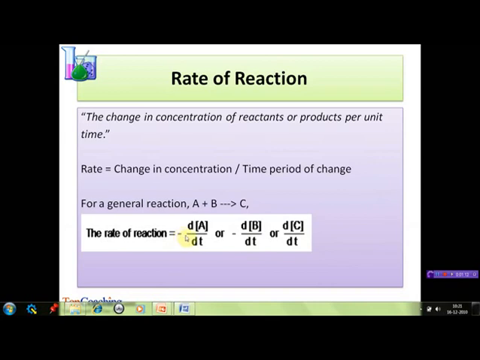The negative signs at these two places, that is dA upon dt and dB upon dt, are there because the concentration of the reactants is decreasing with time as they are getting consumed, forming the product C. Whereas dC upon dt, the expression of rate in terms of C, is positive. That means the concentration of the product is increasing with time.